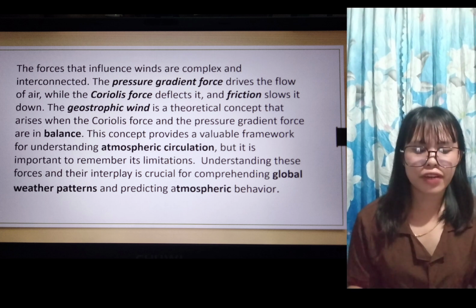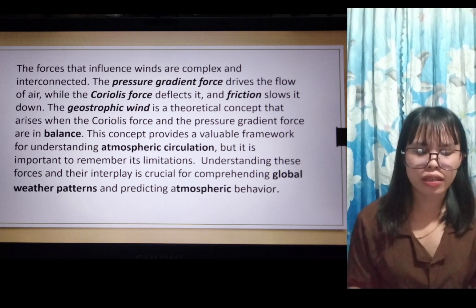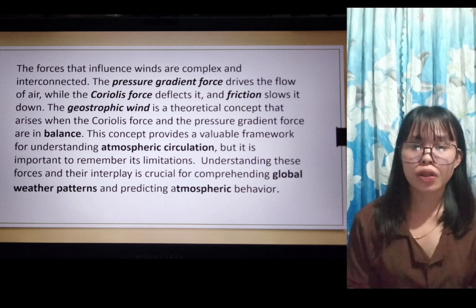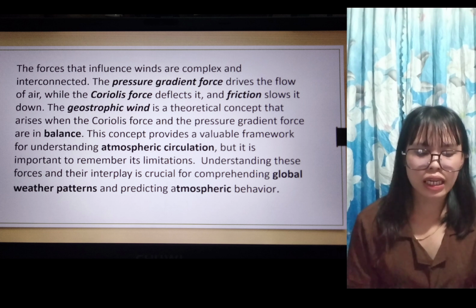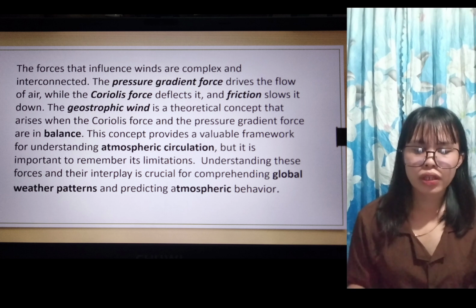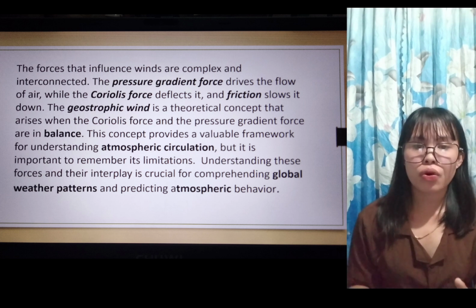This concept provides a valuable framework for understanding atmospheric circulation, but it is important to remember its limitations. Understanding these forces and their interplay is crucial for comprehending global wind patterns and predicting atmospheric behavior. So tungod aning kanang mga force, mahibaw-an na nato kung naa bay low pressure or high pressure area nga maoy nakakuan og bagyo.